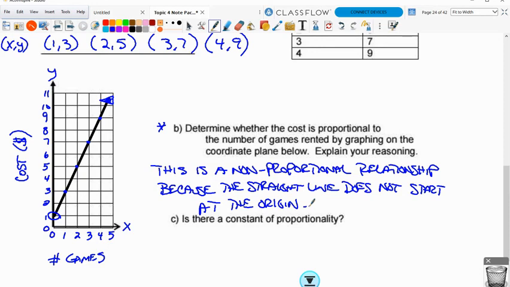So when they ask in letter C if there's a constant of proportionality, well, there isn't one. So we're going to say k, it's not applicable, N/A. There is no constant of proportionality when there is a non-proportional relationship. So always look at your graph and figure out if it's a straight line passing through the origin. If it's not a straight line passing through the origin, then this is a non-proportional relationship.